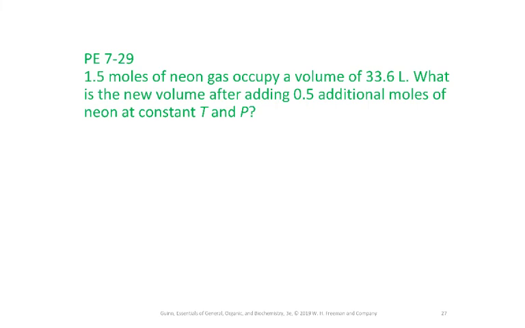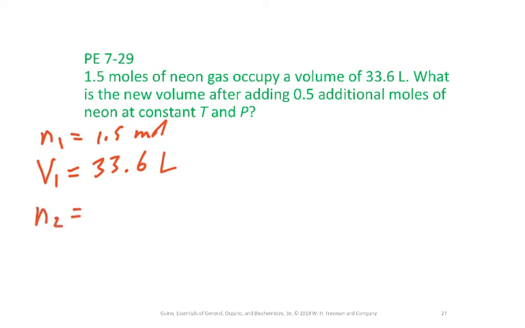1.5 moles of neon gas occupy a volume of 33.6 liters. What is the new volume after adding 0.5 additional moles of neon at constant temperature and pressure? Okay, so N1 is 1.5 moles. V1 is 33.6 liters. N2, it says we're going to add 0.5 moles. So now we'll have 2 moles. And what is the volume?